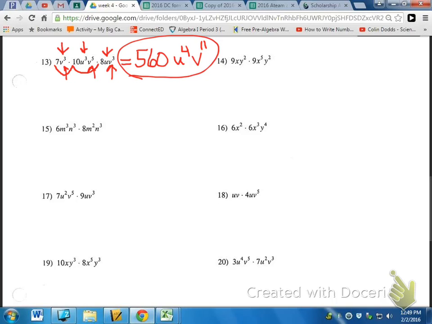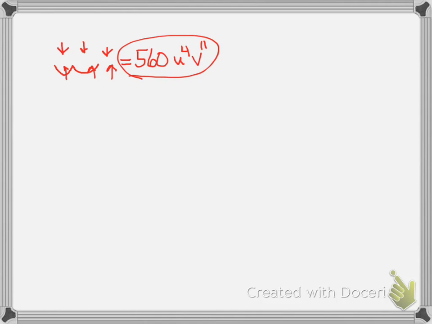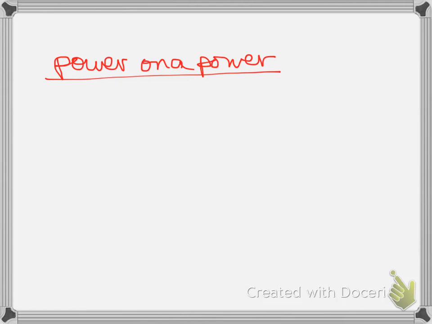Okay, now I'm going to switch a little bit. There's some problems at the bottom, but there's not very many, so I'm just going to go ahead and switch to a whiteboard for this part. So you're probably going to write this down. I'm going to talk about something called power on a power. And that would look like this.